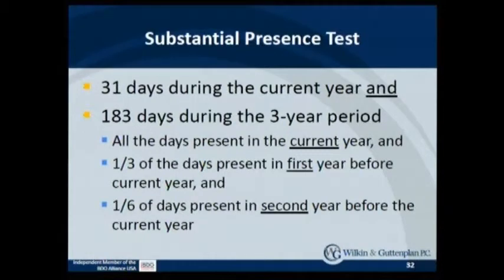and also how many days were in the US in the year before that and the year before that. You go through this formula where you count 100% of the days in 2016, a third of the days in 2015, and a sixth of the days in 2014. And if adding all those up together gets you to 183 days, and you've been in the US 31 days in the current year, you're a tax resident. Okay, so many people come to the US with this misconception that I'm not going to become a resident until I get a green card, and that's completely false. So this is something you have to watch out for.